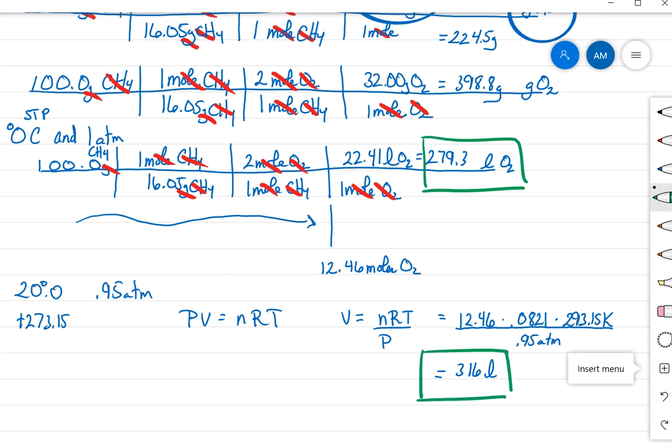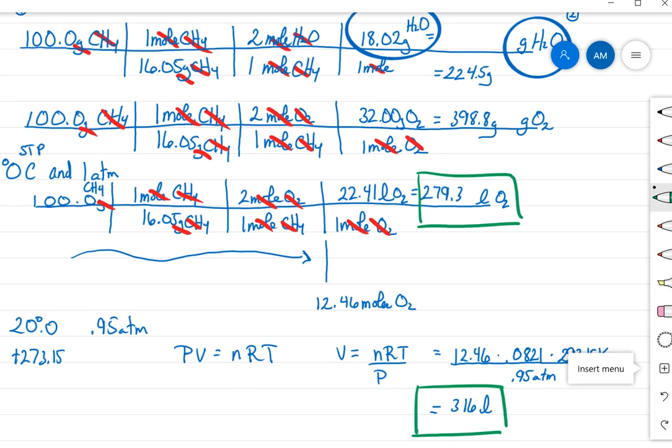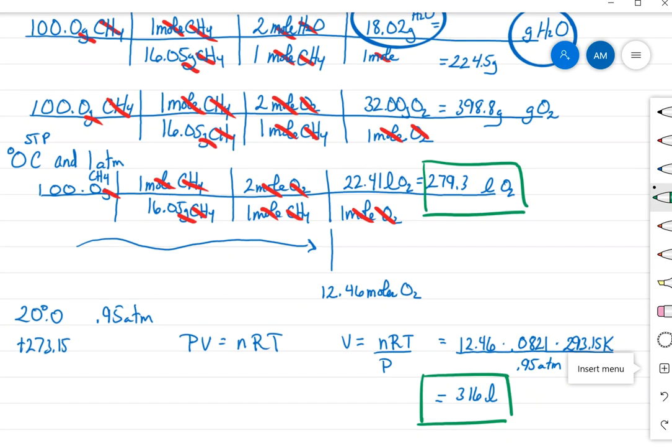So if you compare these two numbers, we have this volume at STP and this volume at 20 degrees and 0.95 atm. They're close, but they're a little different. So those are the different types of stoichiometry problems. There's more, but hopefully this will give you a good start on that worksheet.